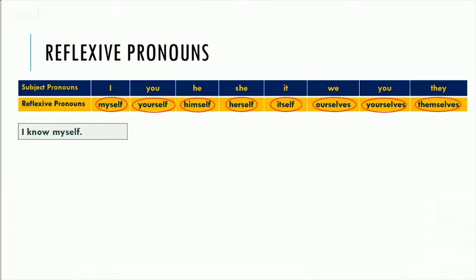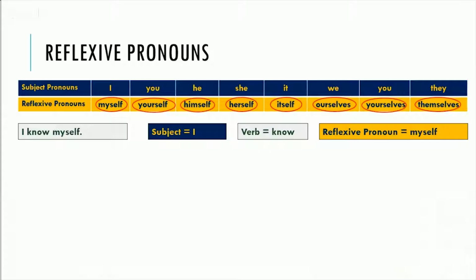And the last one that we have is they, ellos, and themselves, ellos mismos, okay? So if this is the first time you're seeing this, I want you to write these down in your notebooks. Si es la primera vez que ven esto, por favor, escríbanlo en sus libretas. Debe practicarlo, debe aprender cómo deletrearlo. You want to learn all of that, okay? So again, I, myself, you, yourself, he, himself, she, herself, it, itself, we, ourselves, you, yourselves, they, themselves.